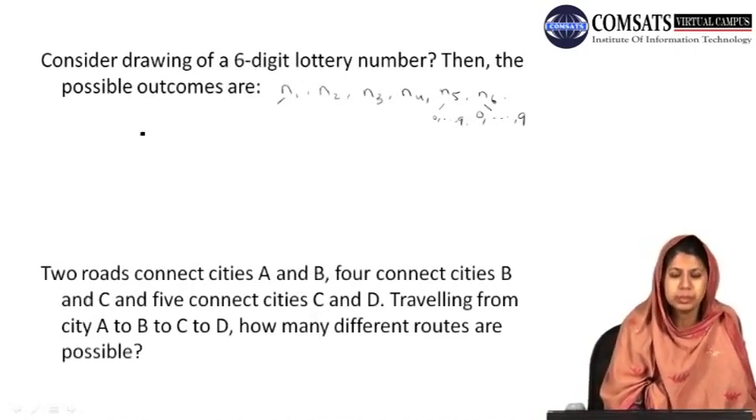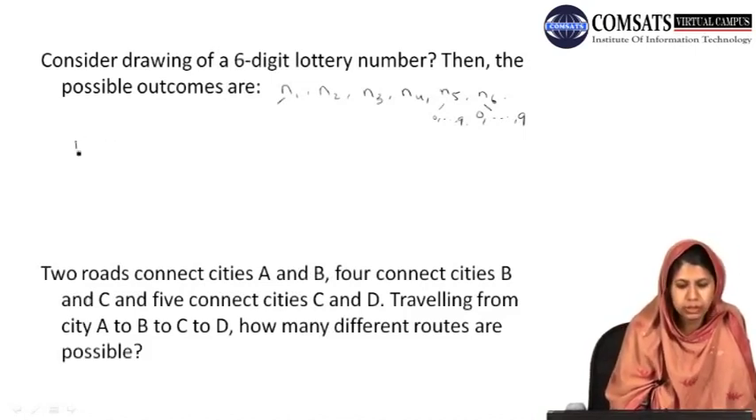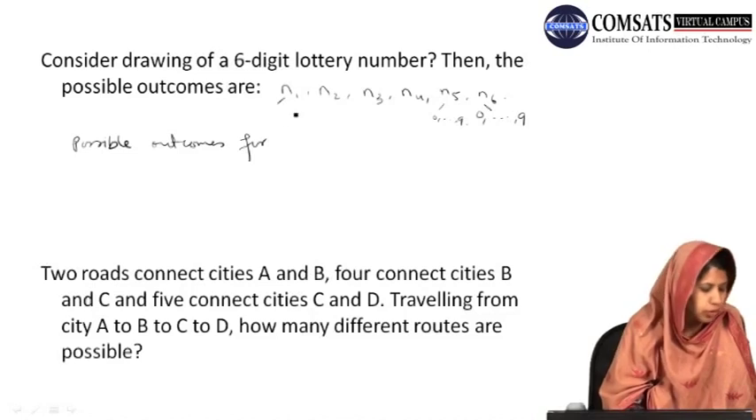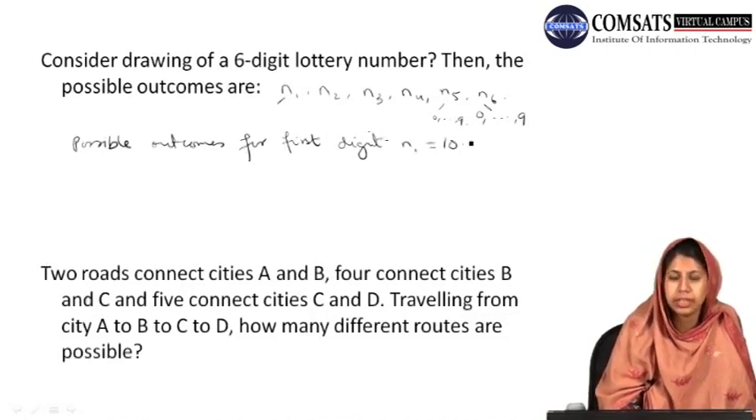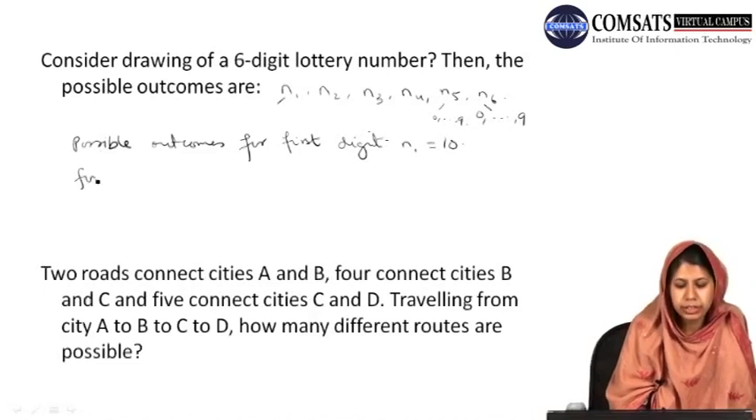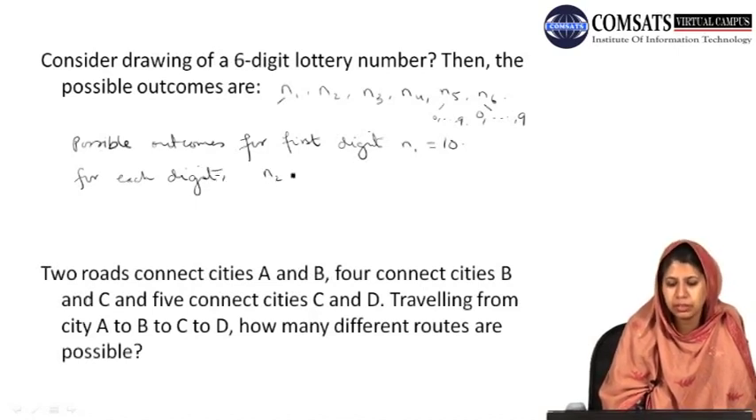So the combined possible outcomes will be equal to, first we write the possible outcomes for the first digit. Let's say for the first digit N1 it is 10, and for each digit the possible outcomes are 10.